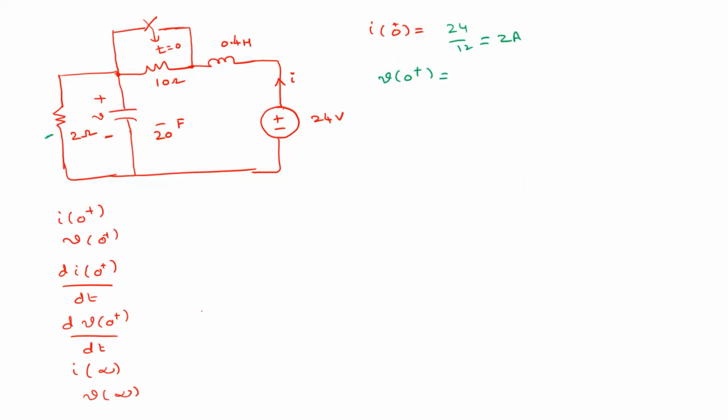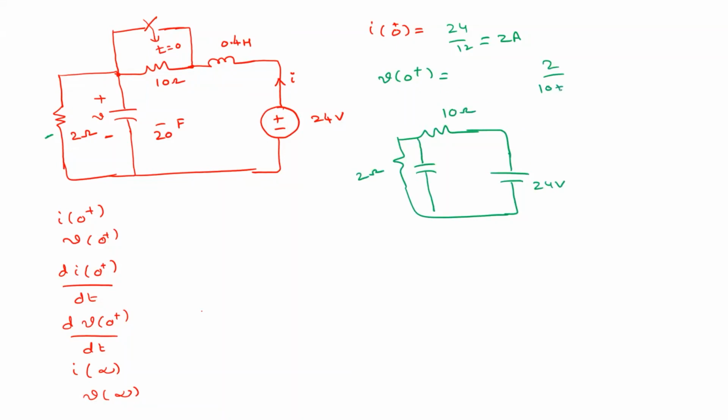24 volt. So this is open circuit, right? In the same circuit, you have capacitor here. So what is the voltage? This is 10 ohm and this is 2 ohm. So the voltage across the 2 ohm, one side you have 24 volts. So that means 2 by 10 plus 2 into 24. Agree? So this is 4 volts, right? 4 volts.